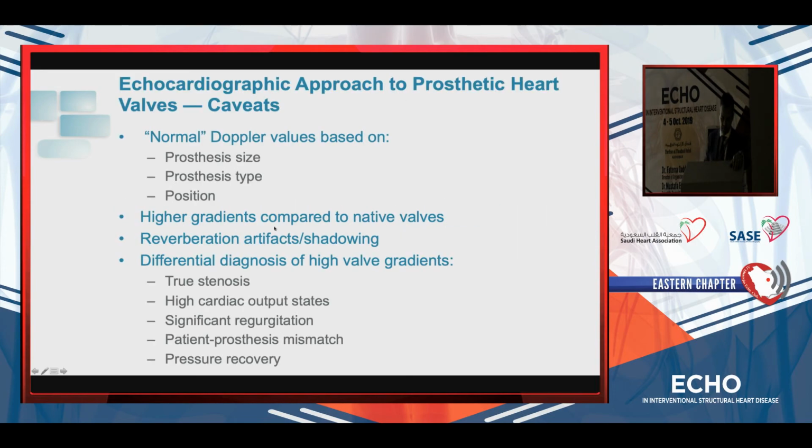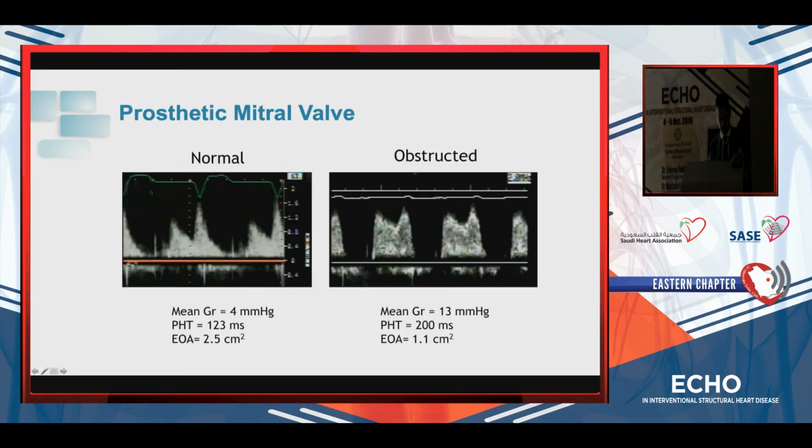We should know the normal Doppler patterns. We should take into account the artifacts and the shadowing, and we have to know in which situations, besides thrombosis or stenosis of the valve, we can also get higher prosthesis gradients. So this is a normal flow pattern: a gradient around 4, a shorter pressure half time, a bigger EOA. With an obstructed valve we will see the gradient go up. Frequently the pressure half time will increase because it takes longer to get equilibration between the left atrium and the ventricle, and EOA goes down.